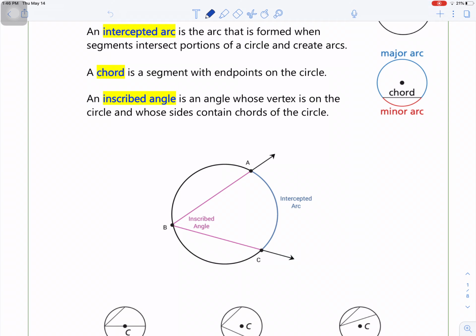So the difference between a central angle and an inscribed angle is that the vertex is not at the center of the circle anymore. It's on the circle. It's one of the points of the circle. Okay, so angle ABC is an inscribed angle. And the arc that corresponds with that is arc AC.